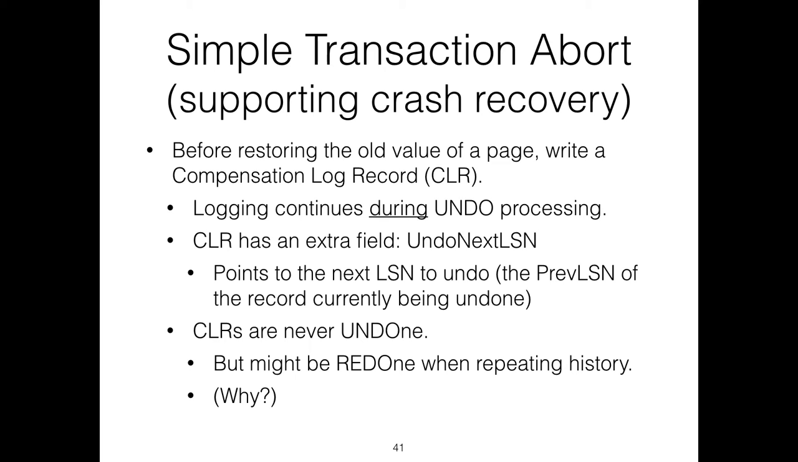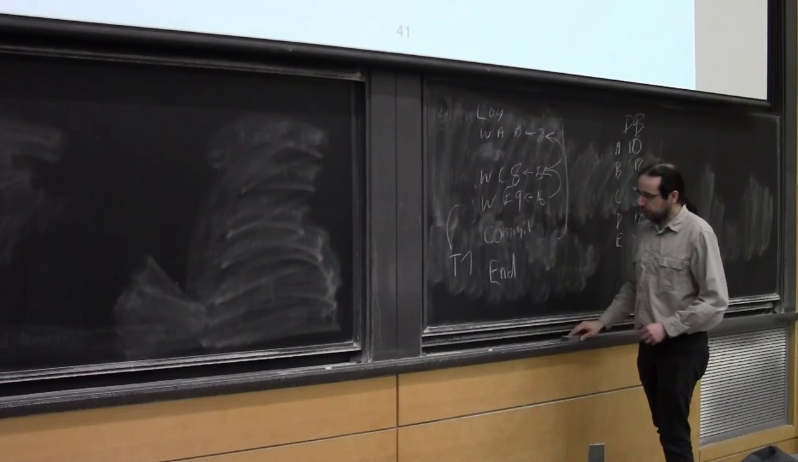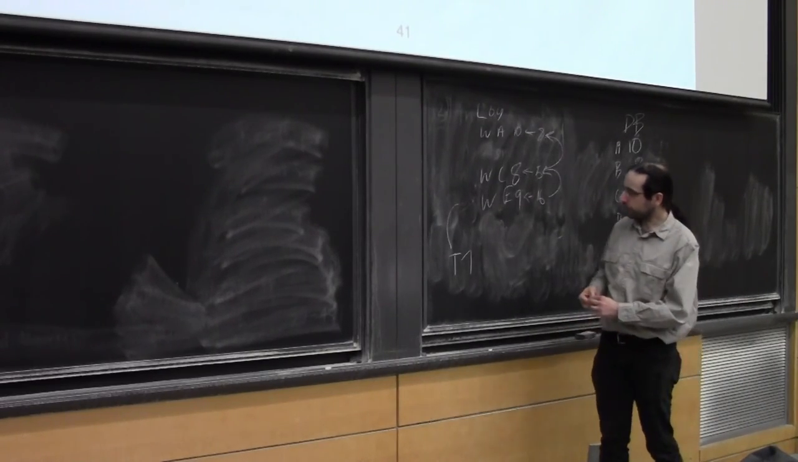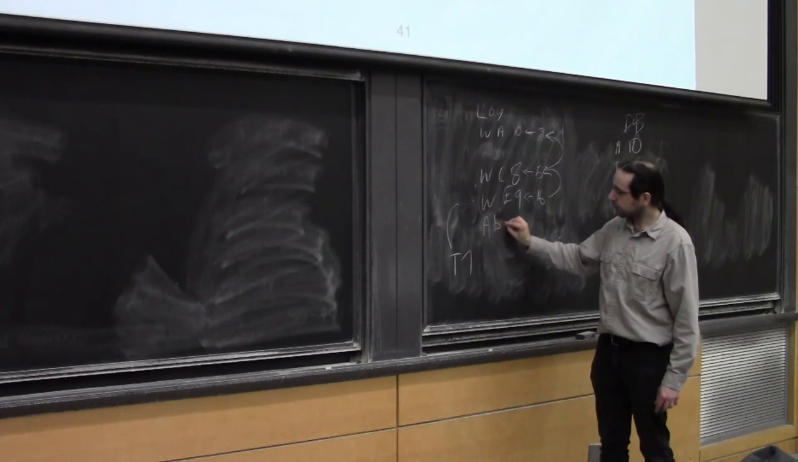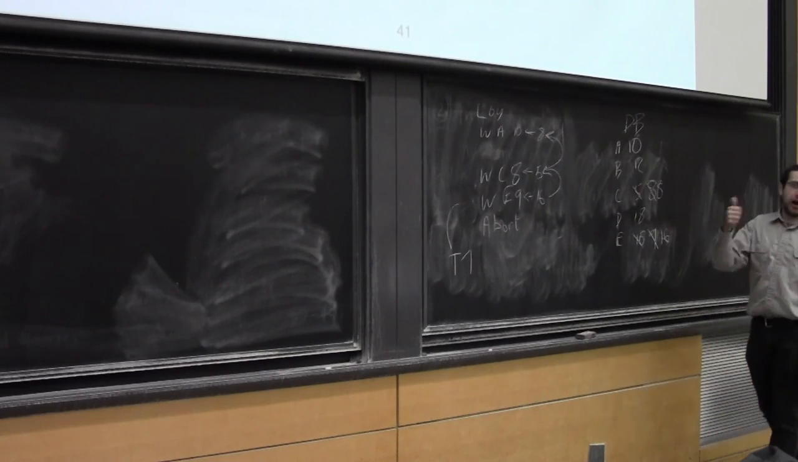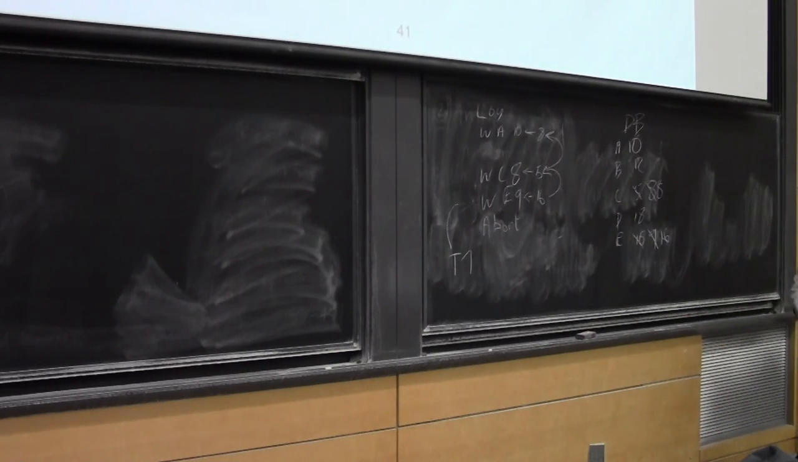Now, for reasons that'll become clear in just a moment, the database is actually going to record not just the writes, it's also going to record the undos. So in this case, if transaction one does an abort, it's also going to record each operation that it undoes.